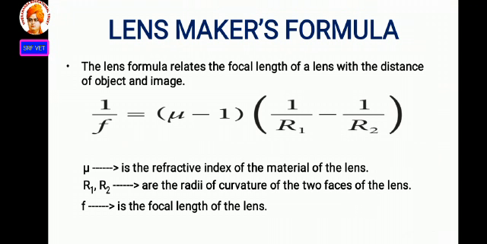Lens maker formula. The lens maker formula relates the focal length of a lens with the radii of curvature of its faces. 1 by f is equal to mu minus 1 times 1 divided by r1 minus 1 divided by r2. This is the lens maker formula. Mu is the refractive index of the material of the lens. R1 and R2 are the radii of curvature of the two faces of the lens. F is the focal length of the lens. The lens formula and the lens maker formula are only applicable for thin lenses.